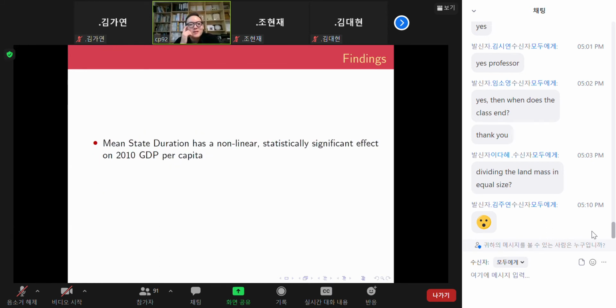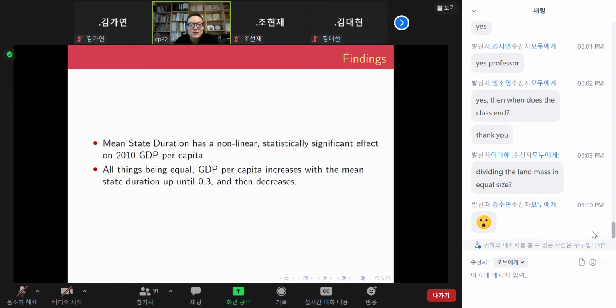Yeah, we have mean state duration having a nonlinear statistically significant effect on 2010 GDP per capita. All things equal, GDP per capita increases with the mean state duration up until 0.3, then decreases. So that's what I mean by nonlinear. It's not always going up. It's going up to a certain extent and then it goes down.